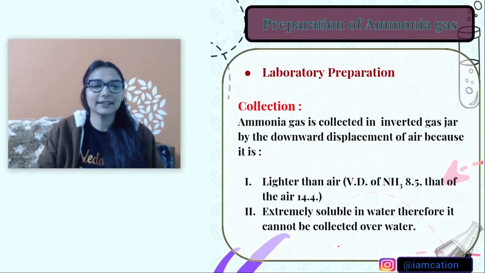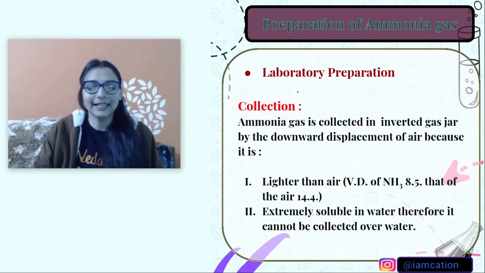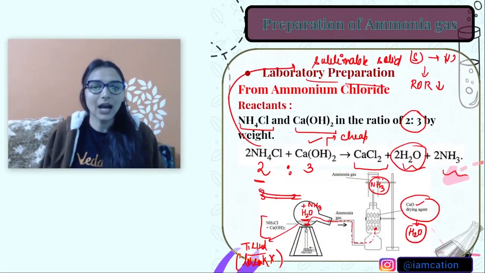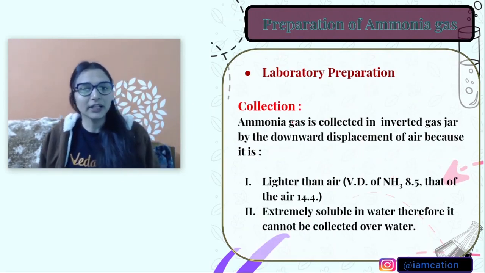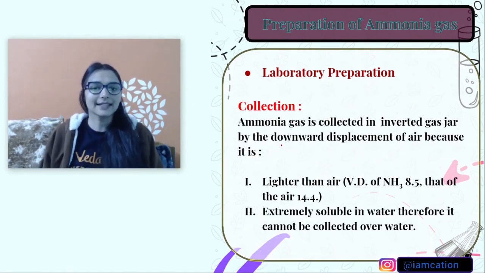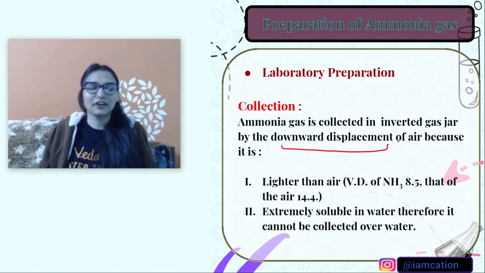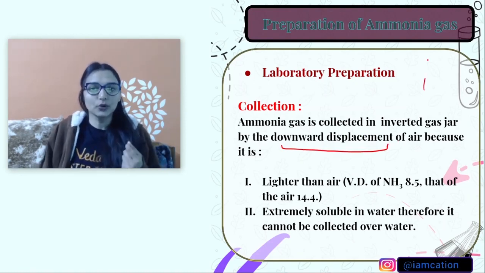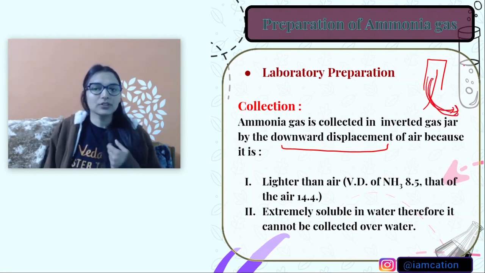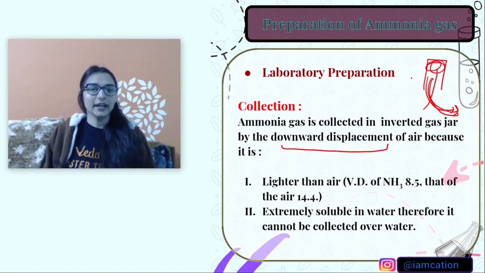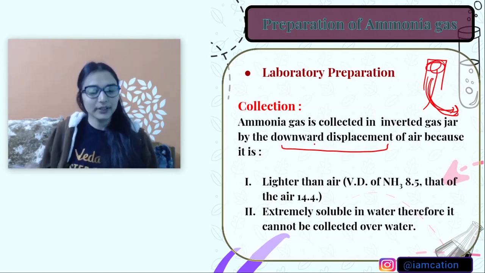The next thing that you can see is, how are we going to collect this ammonia? यहाँ से how we will collect ammonia. The method that we use for collection of ammonia is the downward displacement of air. So as ammonia goes into this vessel, it would be displacing all the air like this. Air goes out and ammonia would be collected over here. So we are getting it by downward displacement of air.